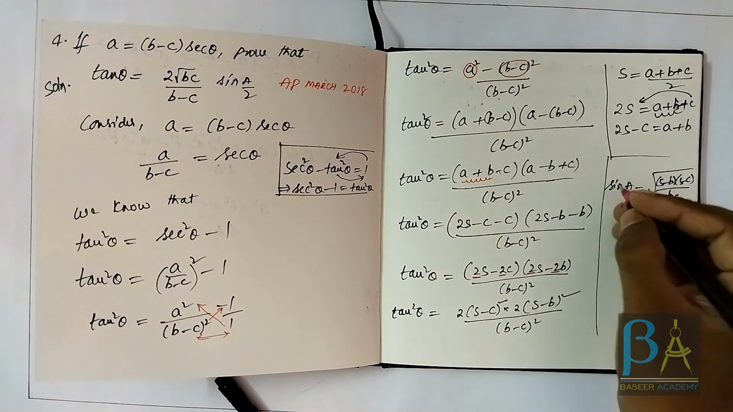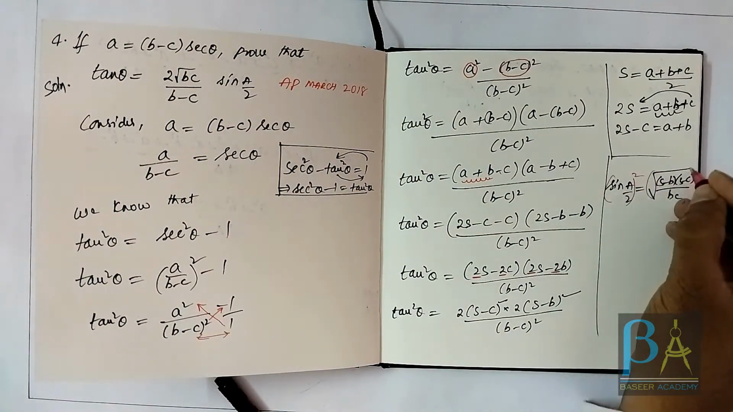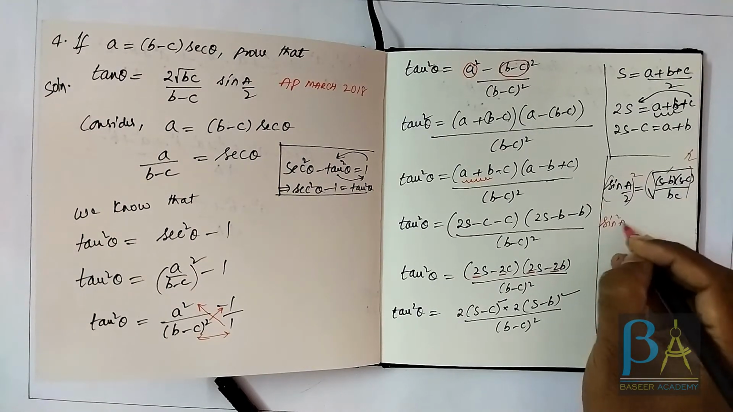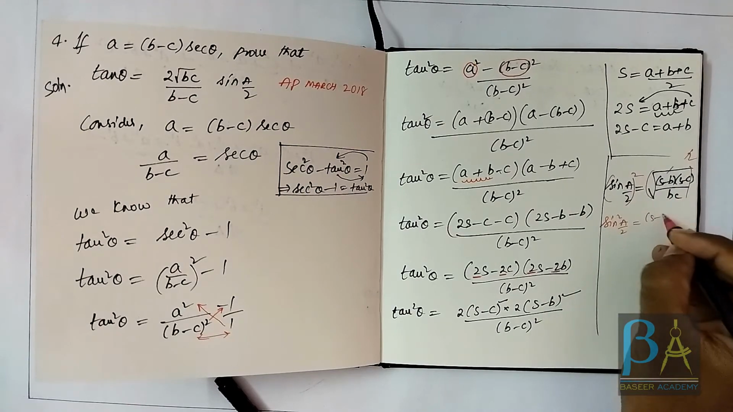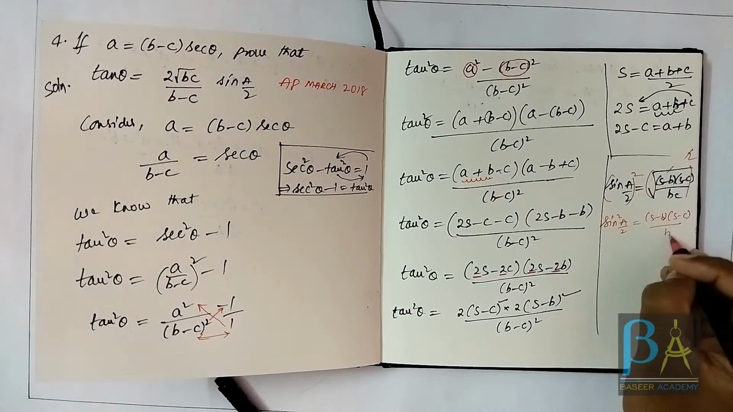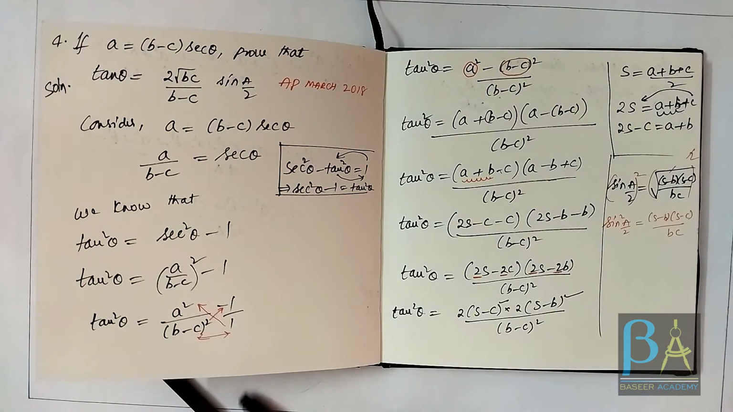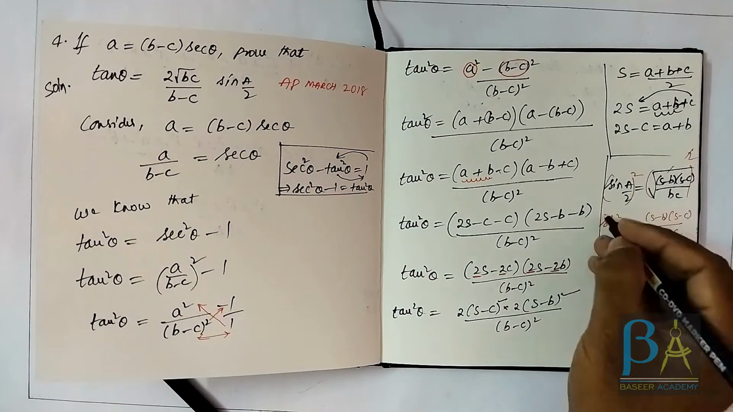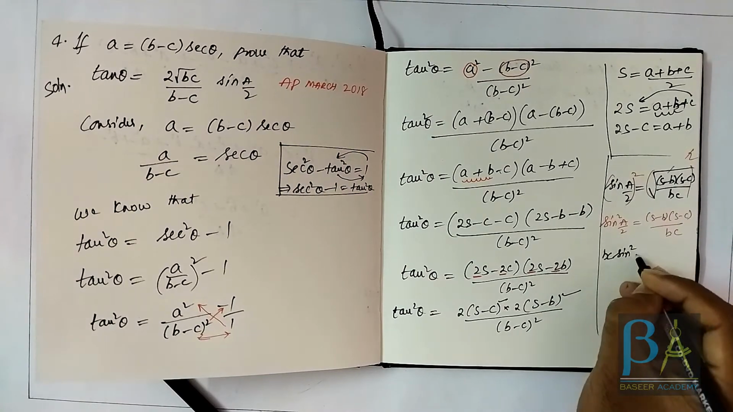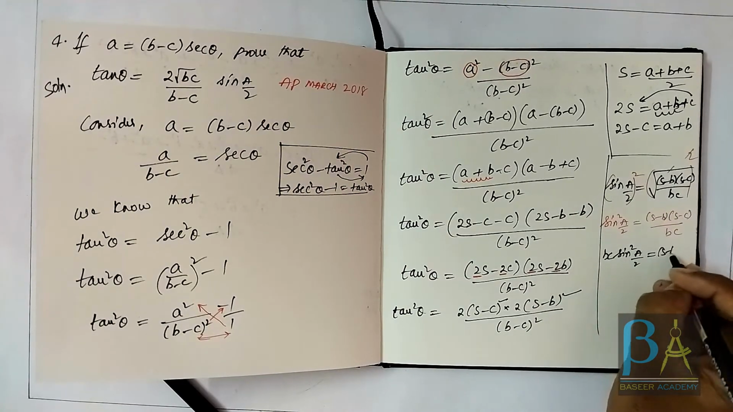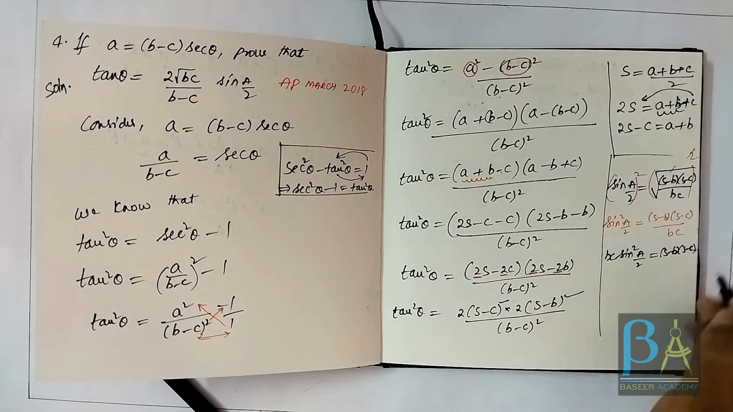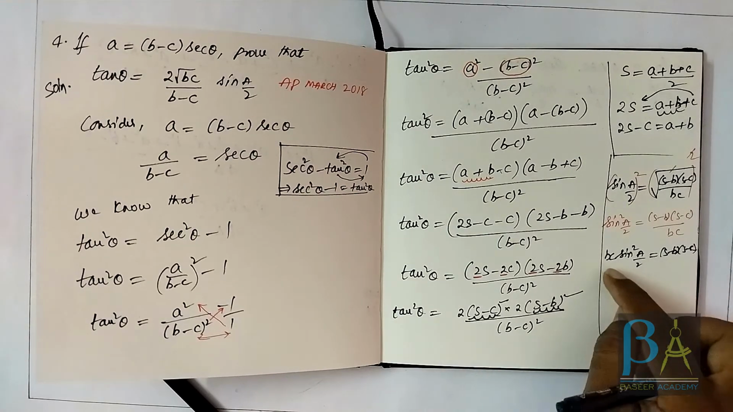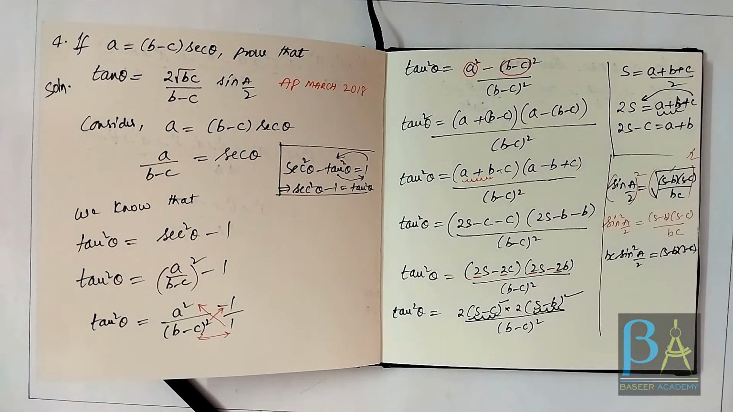If I square these two things, what am I going to get? Square and square root get cancelled, so I'm going to get sine square a by 2 as s minus b into s minus c by bc. Since bc is dividing on the right hand side, bc will obviously multiply on the left hand side. So I'm going to get bc sine square a by 2 is s minus b into s minus c. So in place of s minus b into s minus c, I can now write bc sine square a by 2. So let's do that.